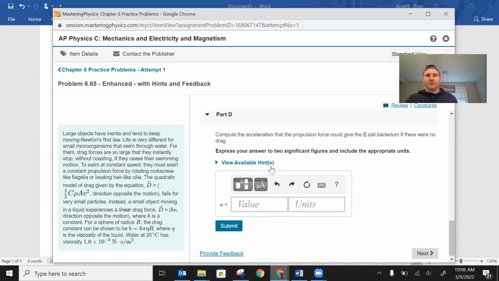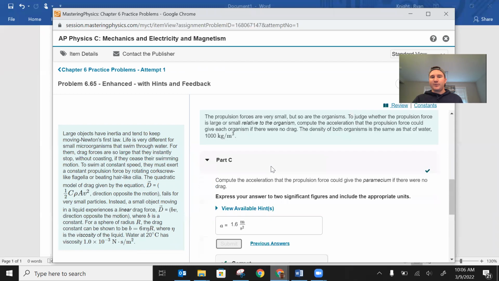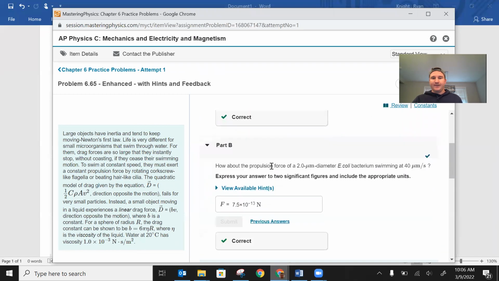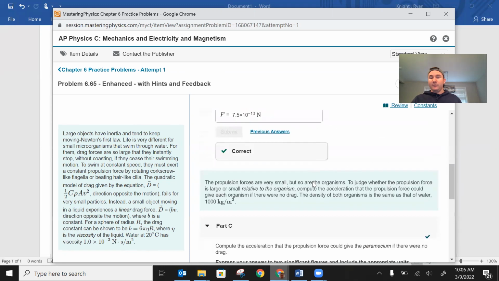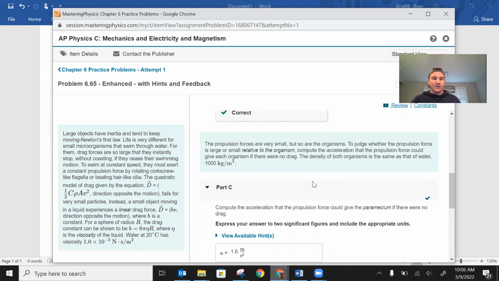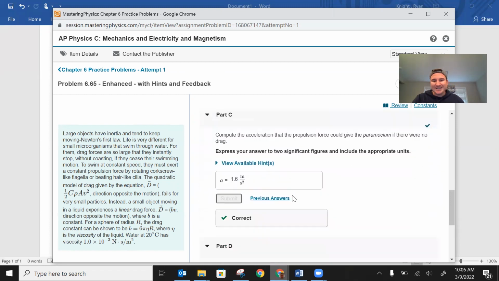So same thing with the E. coli, right? 4/3 pi r cubed. There's the diameter right there. So 4/3 pi, radius is 1 micrometer, 1.0 times 10 to the negative sixth cubed. 4/3 pi r cubed gives me the volume. Then I'm going to multiply that by 1,000, the density. So that's 4.2-ish times 10 to the negative 15th.